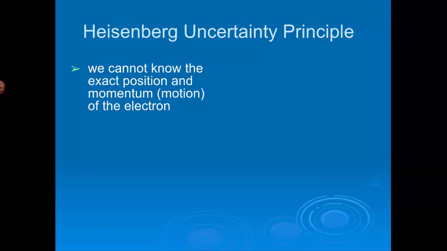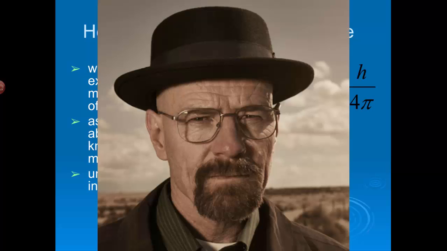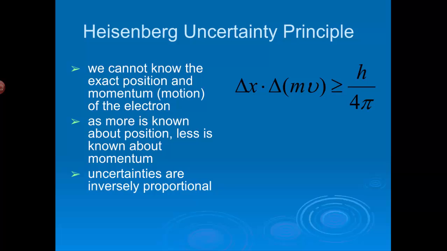Now, Werner Heisenberg came up with something to add to this, to take a look at the behavior of electrons. Heisenberg had what's called an uncertainty principle, which basically said you can't know the position and the motion of an electron at the same time. The more you know about where the electron is, the less you know about how it's moving, and vice versa. So they're inversely proportional, these uncertainties.